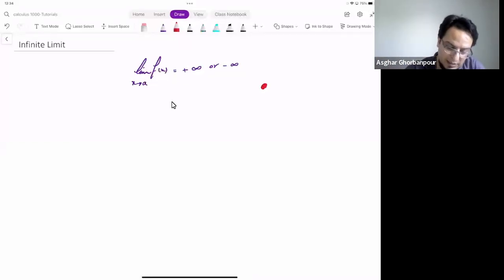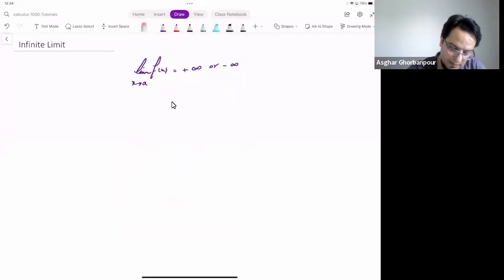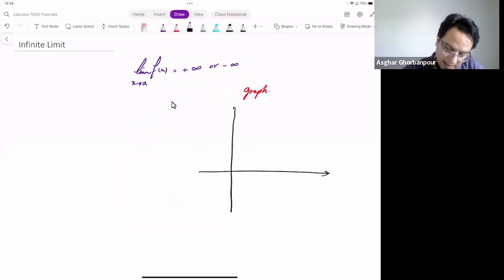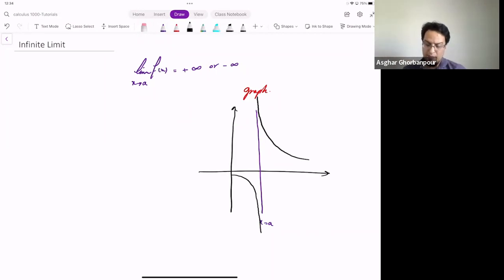In terms of graphs, what this means is that when you have an infinite limit, as you're approaching a point A from either right or left, the values of the function increase and increase as you get closer and closer. Or it could go very negative and more negative. And well, there again, as always, there are precise definitions of these, but we won't cover those.